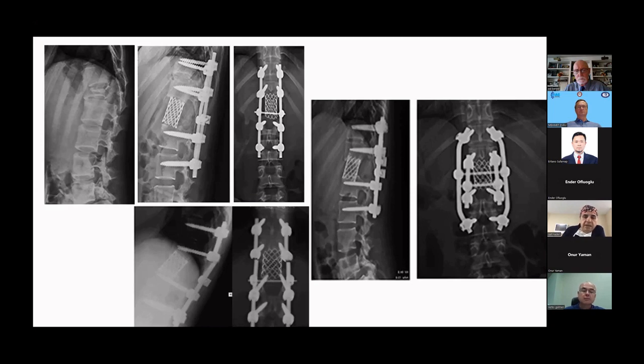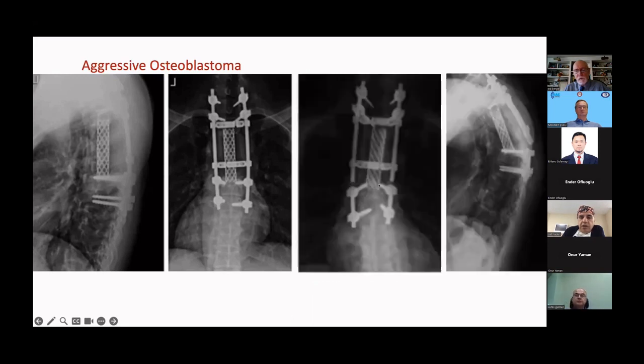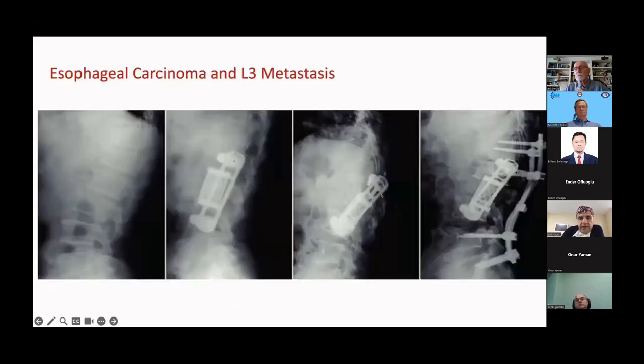than titanium rods. This is also an aggressive osteoblastoma case, 2-level corpectomy, and we resected some parts of the posterior also. With time, we experienced rod fracture here also. You can see here rod fracture. And in this case also, we extend the system here, and we use 2-rod technique.